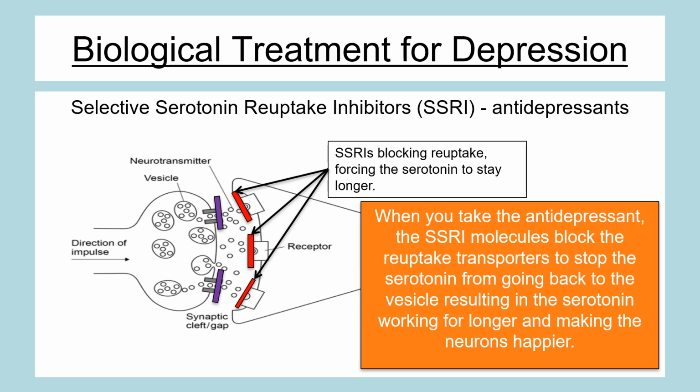If we stop the serotonin molecules from returning into the vesicles, they essentially sit in the synaptic cleft for longer. If they sit in the synaptic cleft for longer, they will keep getting attracted to the receptors, which means they will stimulate it for longer, which should hopefully increase the mood of a depressed patient.